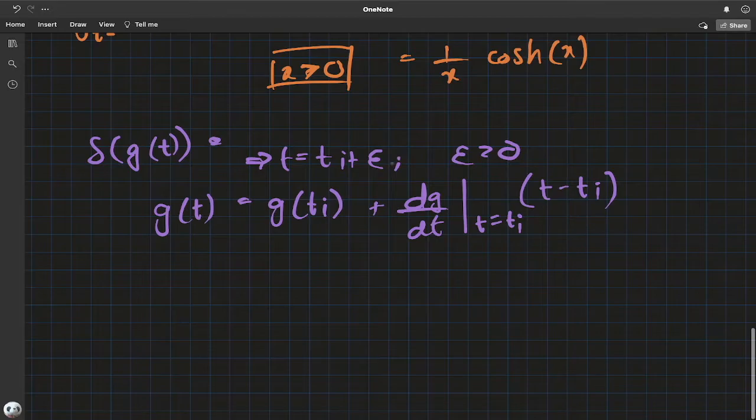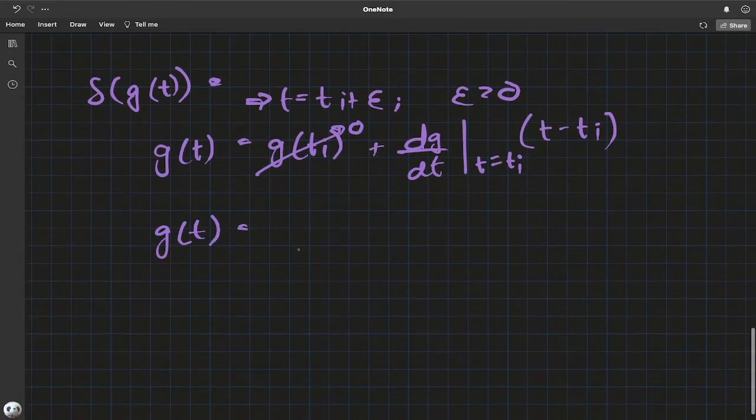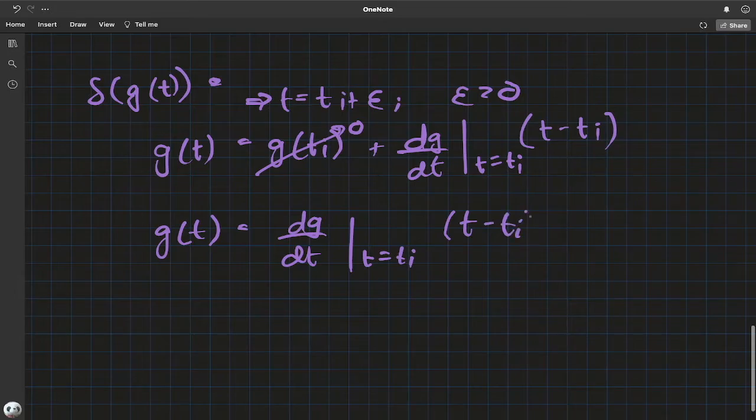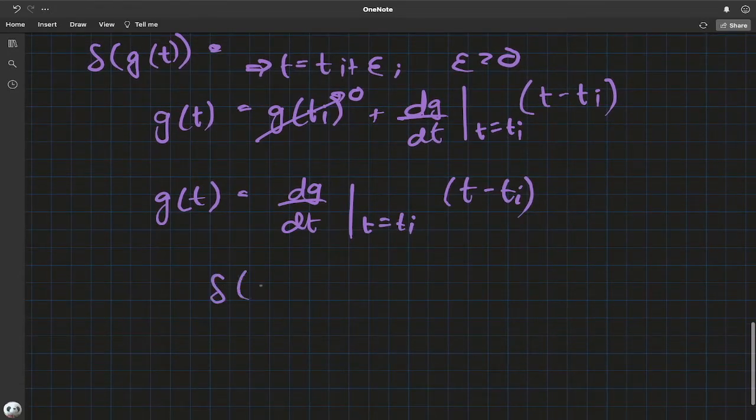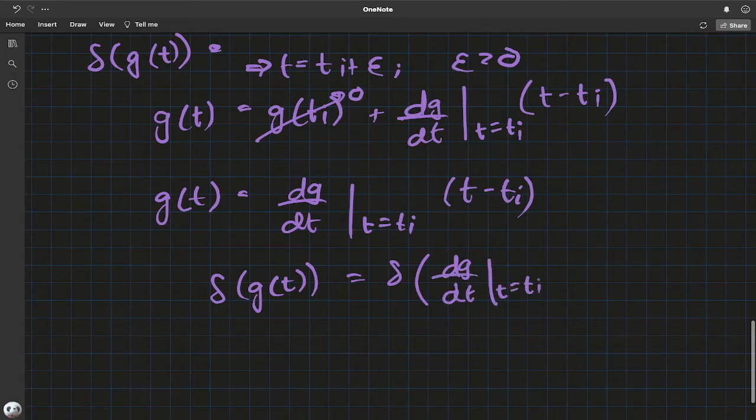Okay, what are we going to do now? Well, since we are assuming t sub i is a zero of g, this is just the derivative of g with respect to t, evaluated at t equals t sub i, times t minus t sub i. So delta of g of t is delta of the derivative of g with respect to t at t sub i times t minus t sub i.